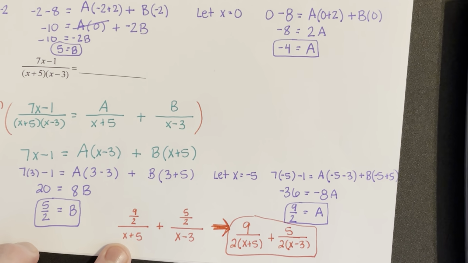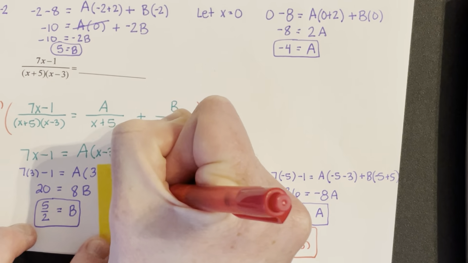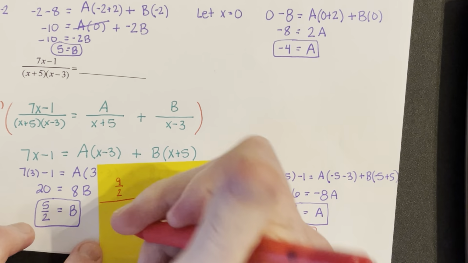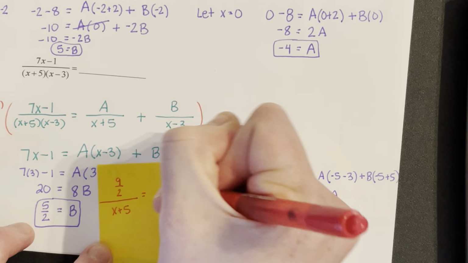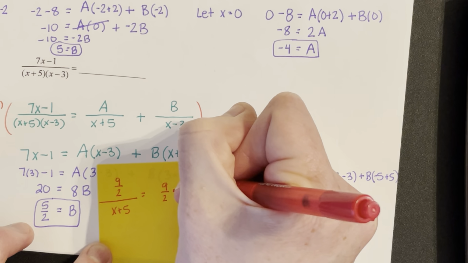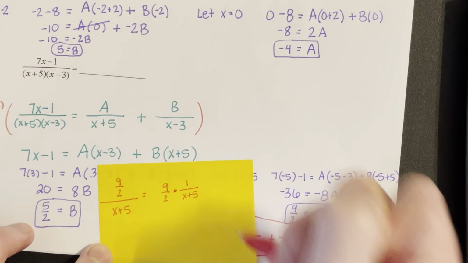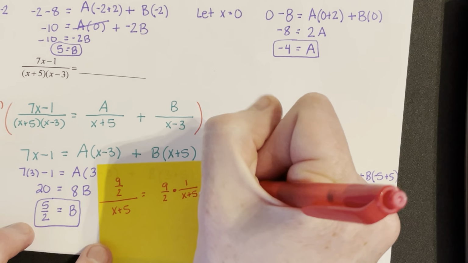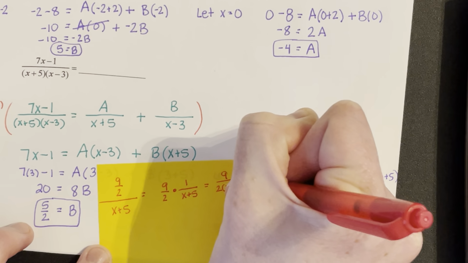But let's go through, how did that actually happen? We saw this when we were working with rationals a while ago. But if I had 9/2 divided by x plus 5, we could rewrite that as 9/2 times 1 over x plus 5. And then that would be 9 over 2 times x plus 5.